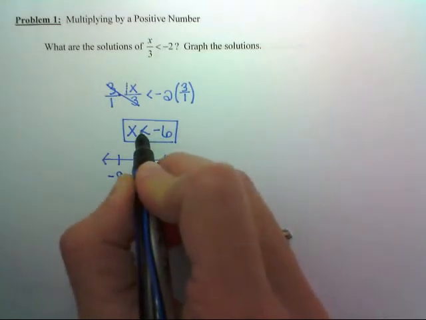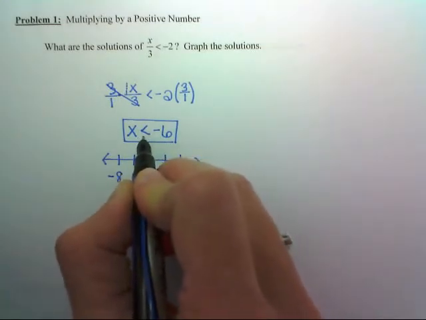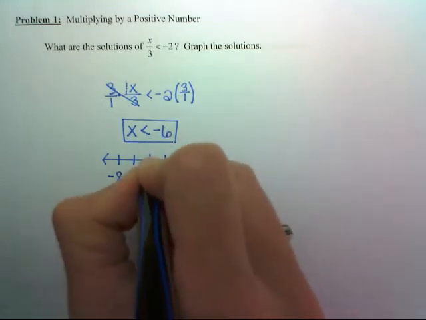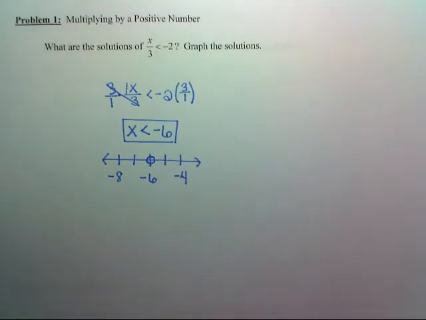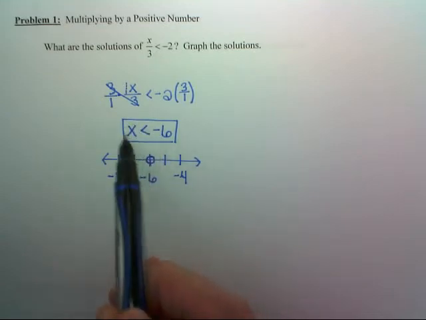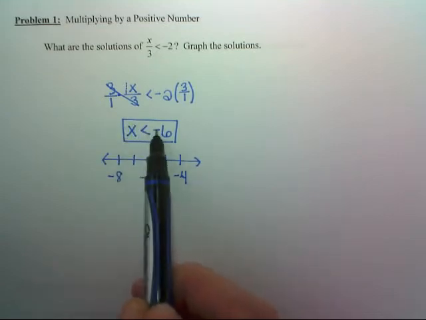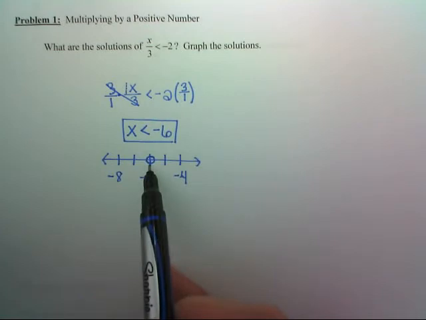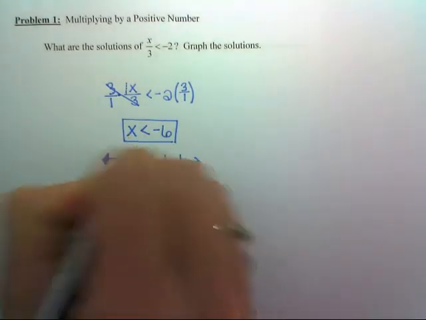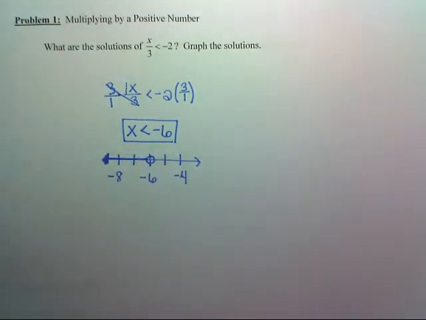This is a less than sign. We are not including negative 6. There's not an equal to under here. So less than negative 6. So I'm going to have an open dot. I have to start there, but I cannot include the negative 6. And I want x to be smaller than negative 6. So every value I can think of needs to be smaller than negative 6. So that would be to the left. So there's your graph.